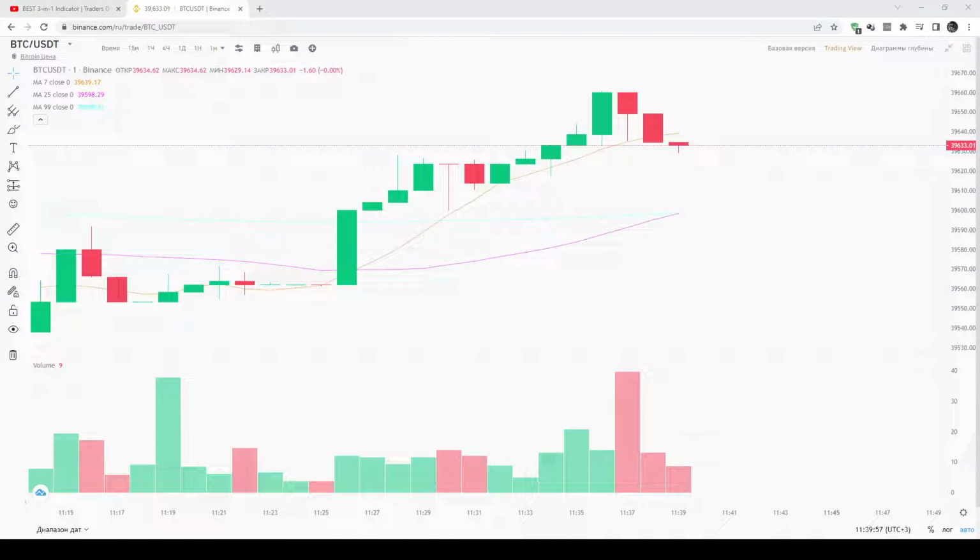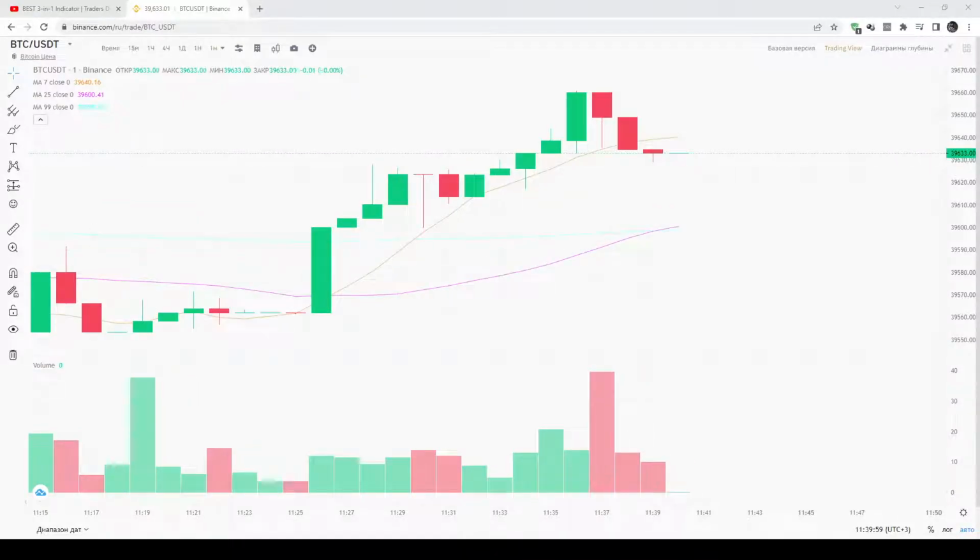The closer the green line is to the central line, level 50, the less active the market is. So, expansion of the Bollinger Bands signals an increase in volatility. The narrowing of the lines, on the contrary, indicates a decrease in volatility and a weak market.